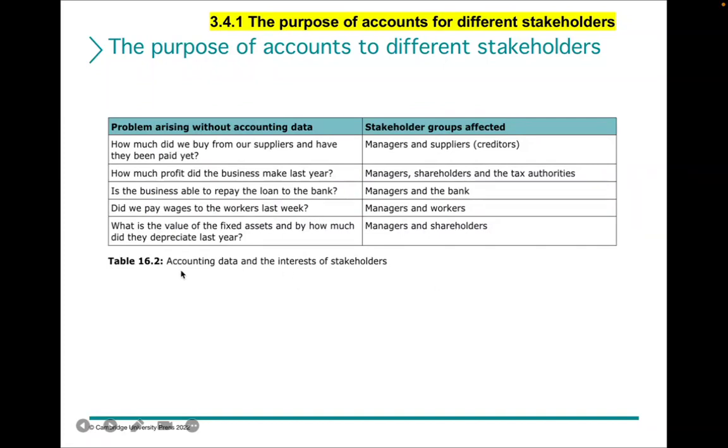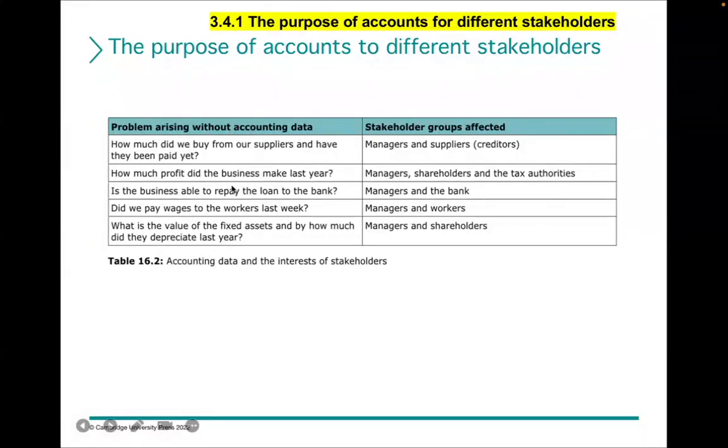So we've got this from the book, Table 16.2, Accounting Data and the Interests of Stakeholders. So the questions without the data: how much did we buy from our suppliers if you're not recording it? And have they been paid yet? Who's looking at that? Who's it affect? Managers and suppliers. How much profit did the business make last year? Who's interested in that? Managers, shareholders, and the tax authorities, because they don't tax you if you've made a loss.